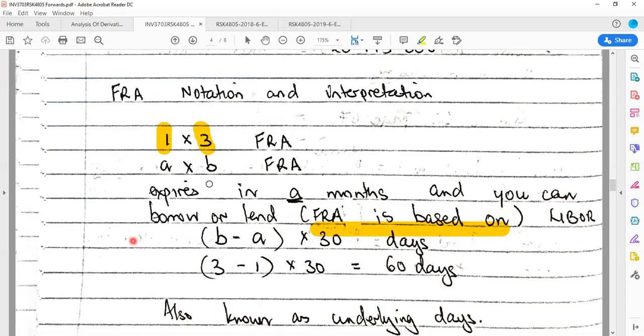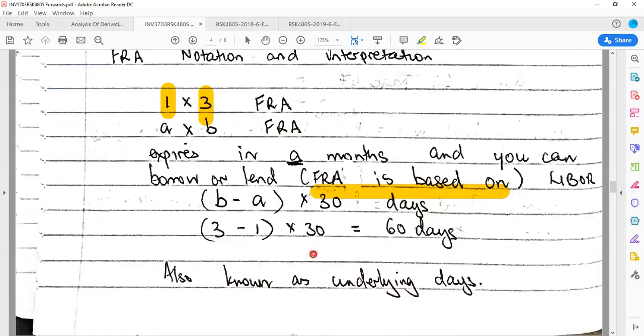So we usually change those 2 months into days. We would say 2 times 30, meaning 60 days. So if we say 1/3 FRA, we mean that you want to borrow or lend in 1 month, which is 30 days, and you want to borrow or lend for 3 minus 1, 2 months, which is 60 days. You want to borrow or lend for 60 days, right?